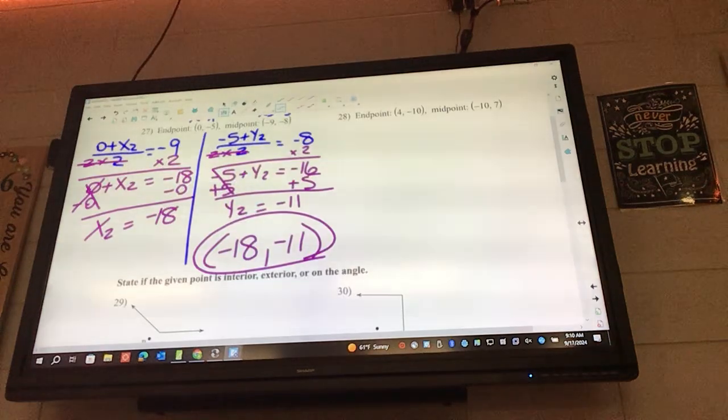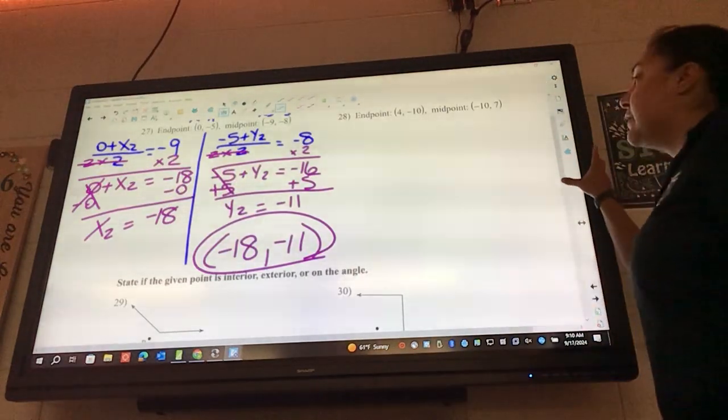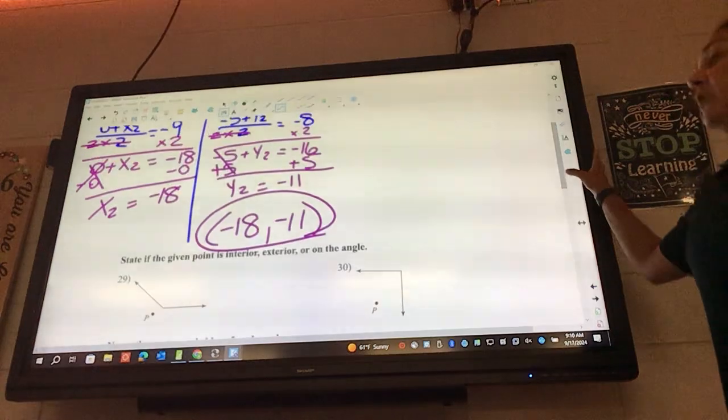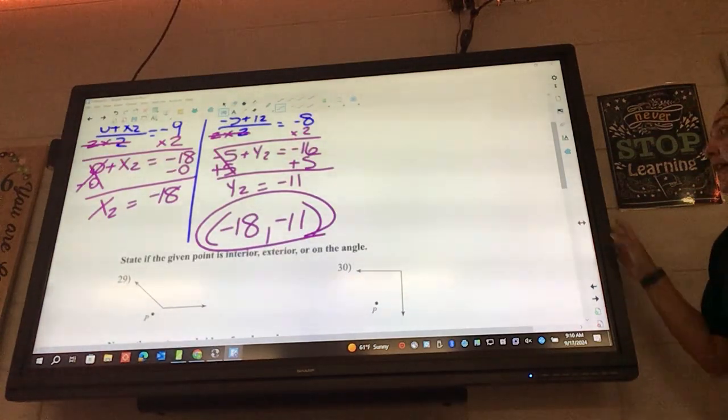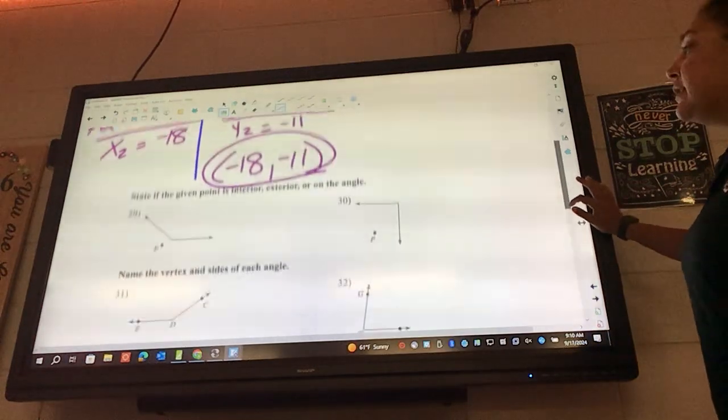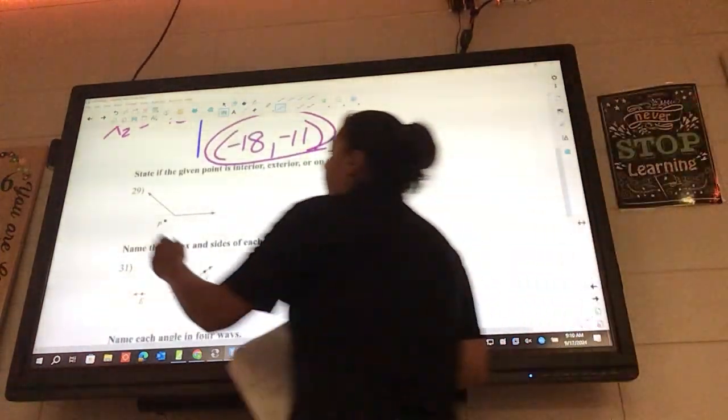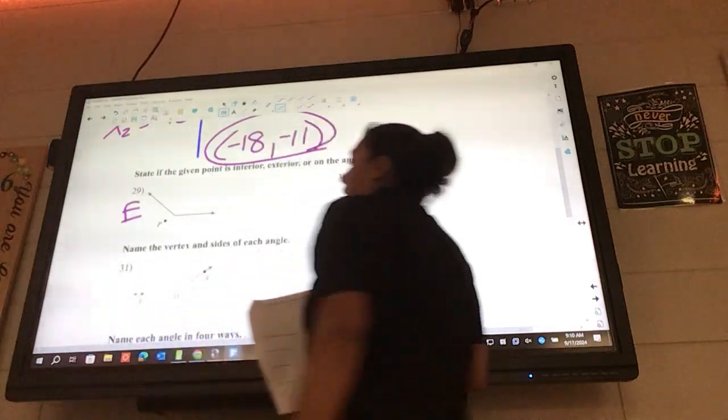We got 7 left. We're almost done. They're pretty fast. 7. Okay, 29. State if the given point is interior, exterior, or on the angle. Okay, 29. Is that interior, exterior, or on the angle? It's exterior. Okay, if it's on the outside, it's going to be exterior. Okay, so we can just put an E. Okay, it's exterior.